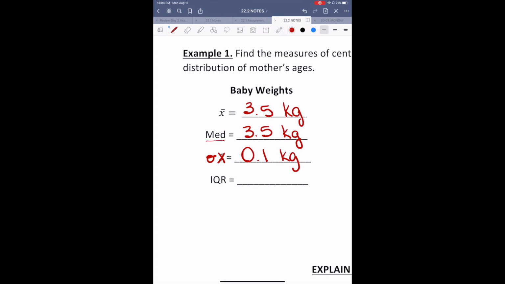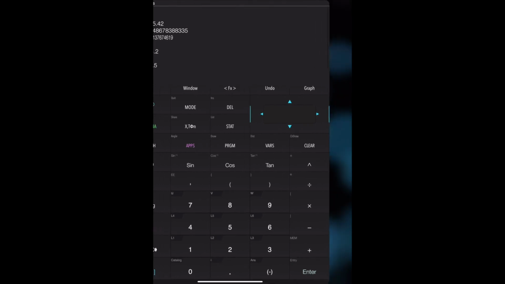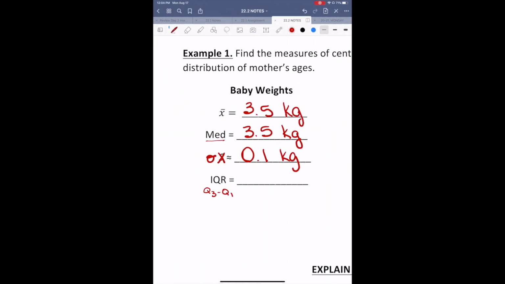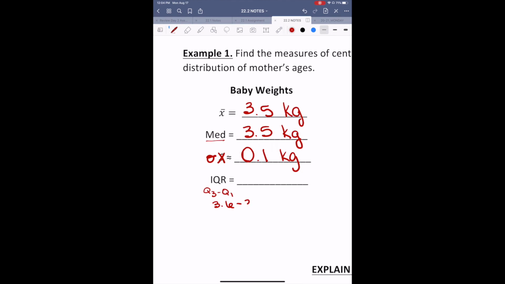And finally, for the IQR, remember the IQR is taken by subtracting the first quartile from the third quartile. Going back to my calculator, I see that quartile 3 is 3.6 and quartile 1 is 3.4. So if we subtract those two values, 3.6 minus 3.4 gives us a total of 0.2 kilograms.